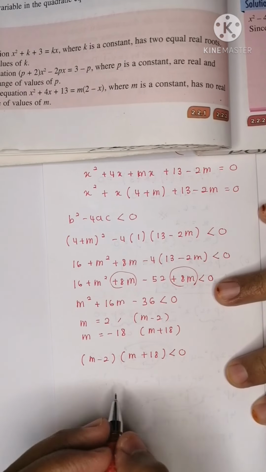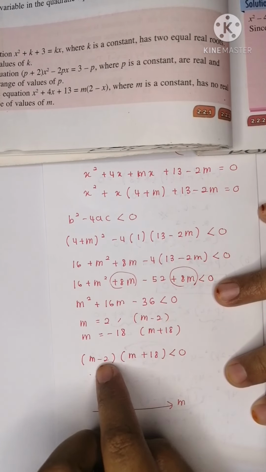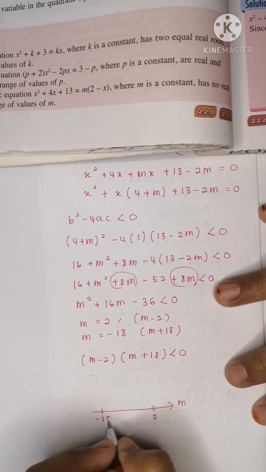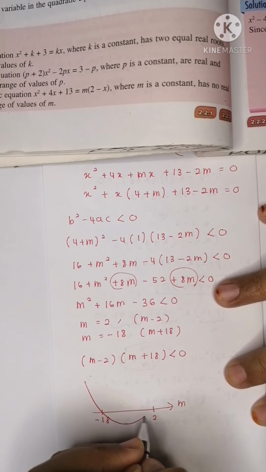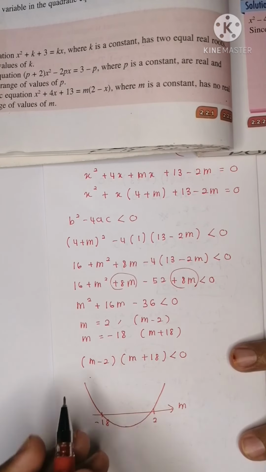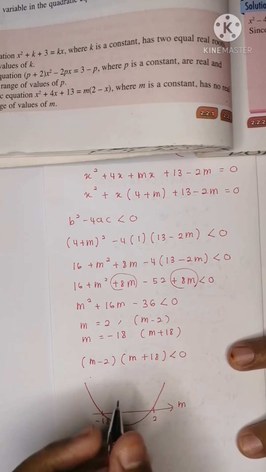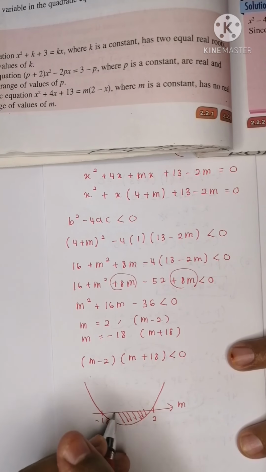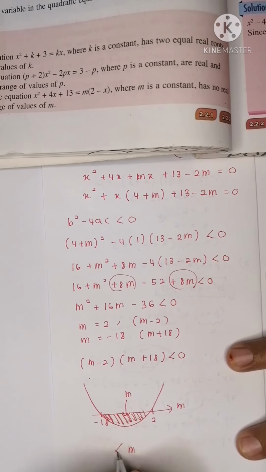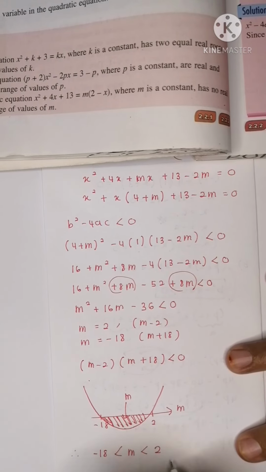So what should you do? Just do it like this. Just assume this is the value of m. The first m is 2, and the second one is negative 18. So just assume like this. This is the value of m. So what should you do? The values of m are 2 and negative 18, so m is in between 2 and negative 18. This is the position of m here. So we know that m is greater than negative 18 and less than 2. So this is the answer.